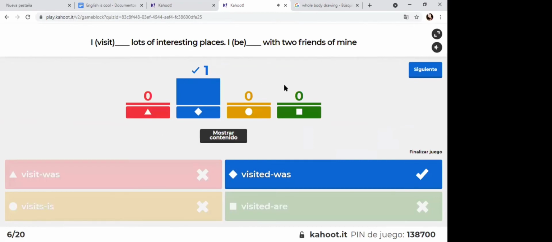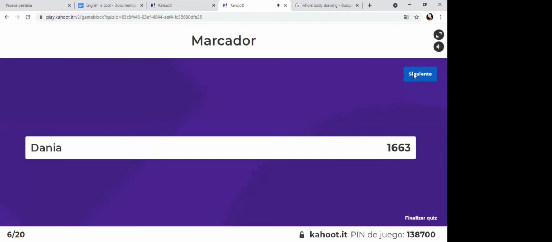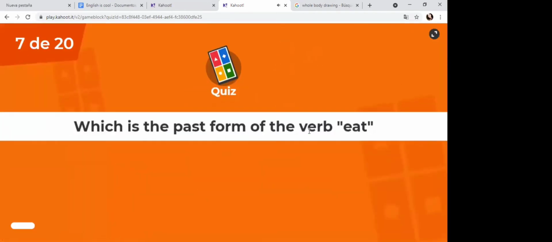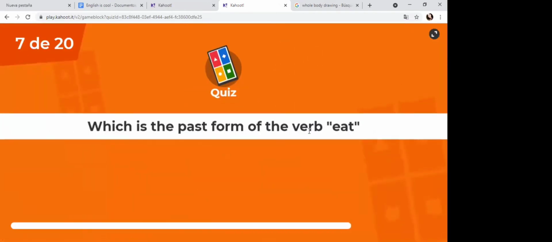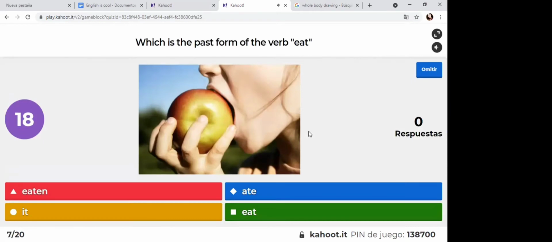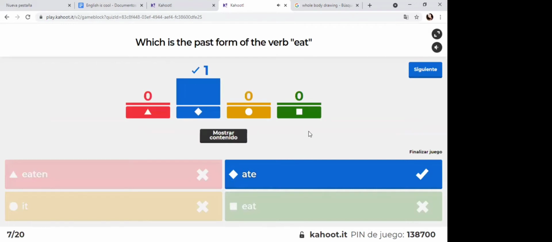Okay, I visited lots of interesting places. I was with 2 friends of mine. Perfect. Number 7, which is the past form of the verb eat? Okay, the past form of the verb eat is ate, correct?